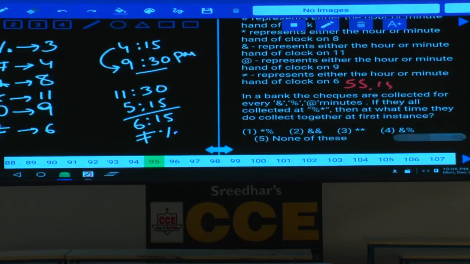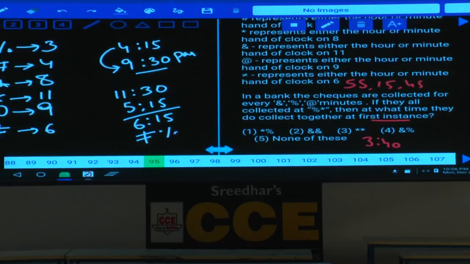That is 3 minutes, so it will be collected every 15 minutes. And at the rate of is 9, that is, 45 minutes. Now 15 minutes, 45 minutes and 55. If all were collected at percentage star, percentage means 3 and star is 8, that is 3:40. Then what time do they collect together at the first instance? First instance means 15, 45 and 55.